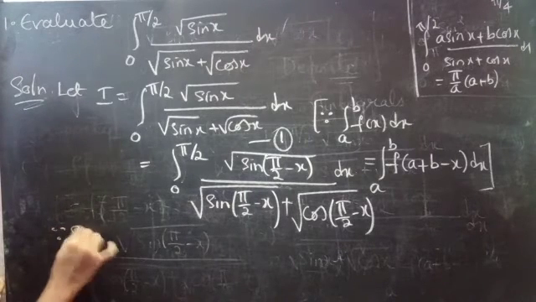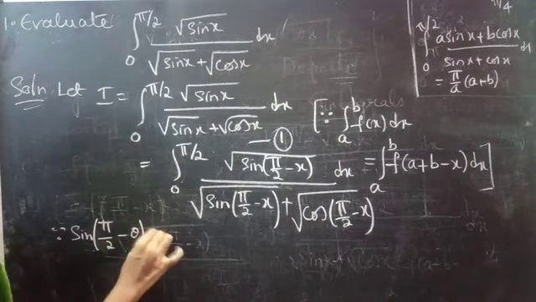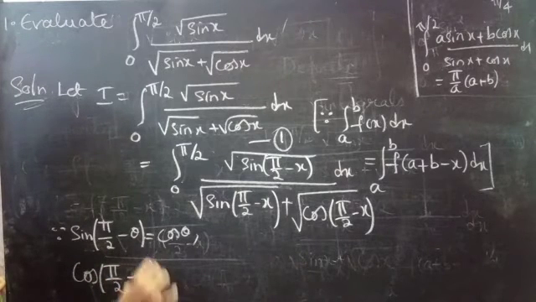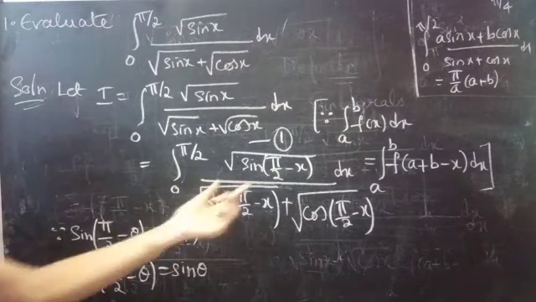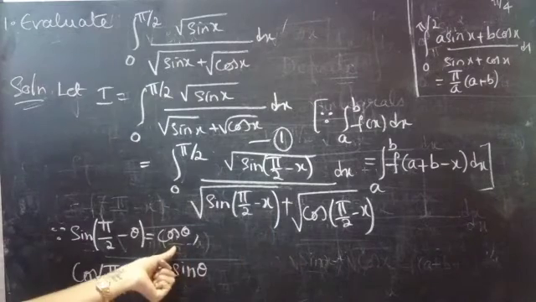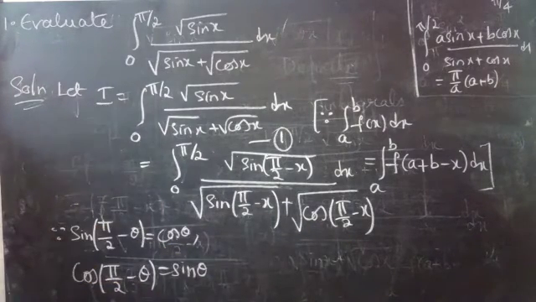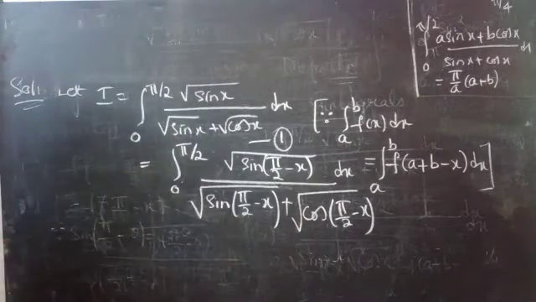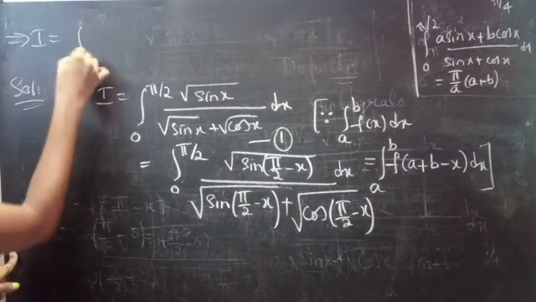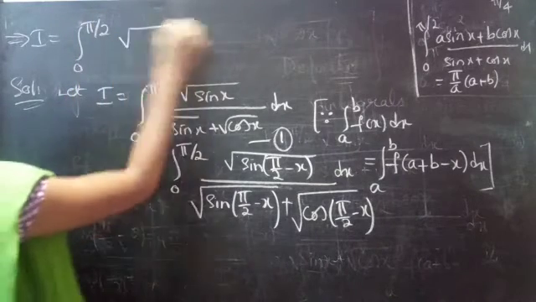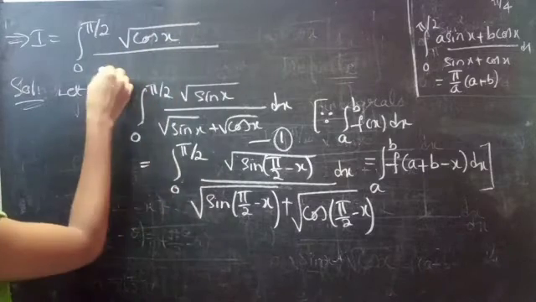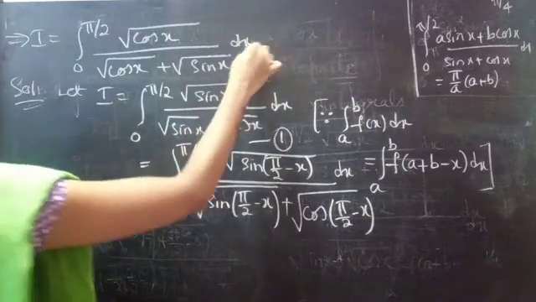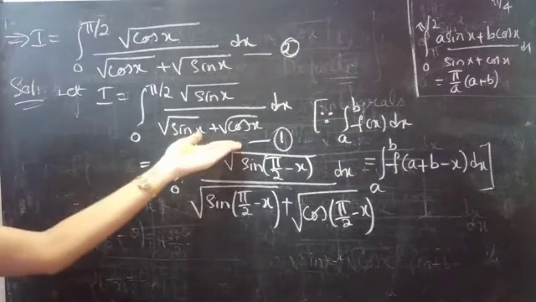Since we know that sin pi by 2 minus theta equals cos theta and cos pi by 2 minus theta equals sin theta, we will replace sin pi by 2 minus x with cos x and cos pi by 2 minus x with sin x. So I equals integral 0 to pi by 2 root over cos x by root cos x plus root sin x dx. Consider as equation 2. So this is your equation 1 and this is your equation 2.